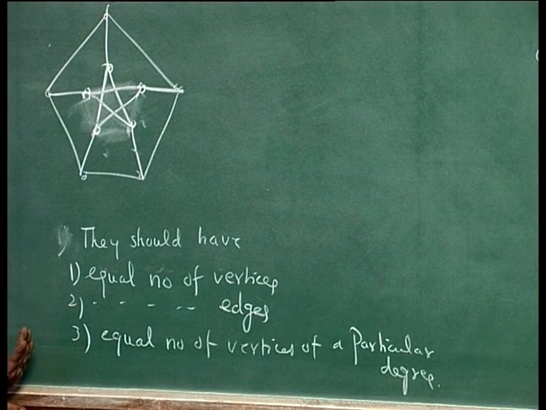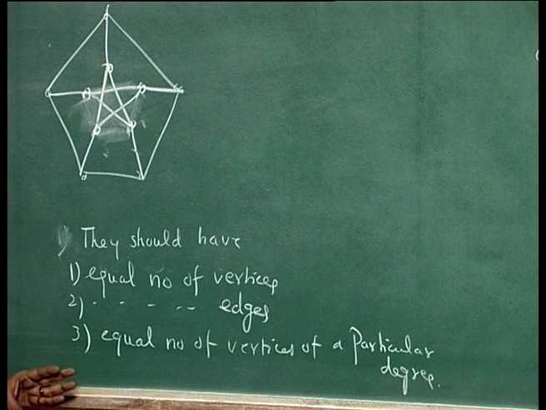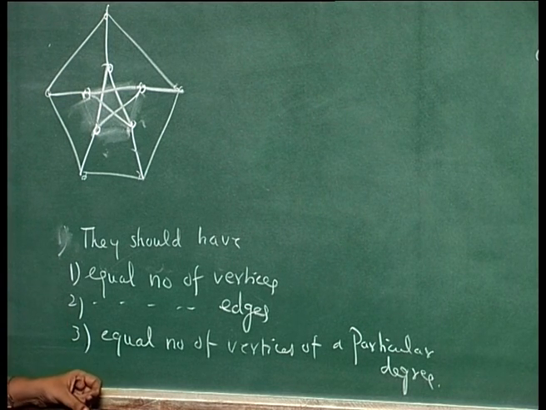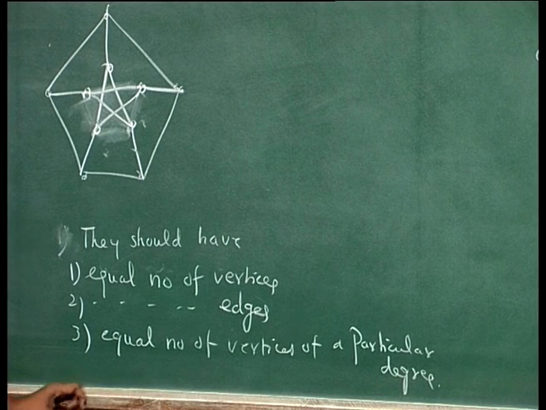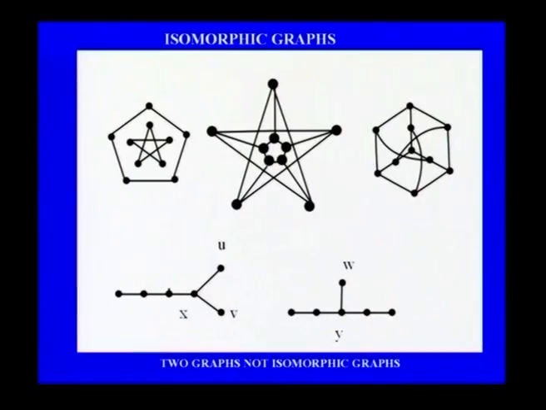But these three conditions may be satisfied, but still the graphs may not be isomorphic. Let us consider an example. Look at these two graphs, this and this. How many vertices this has? This has got 6 vertices. This also has 6 vertices. And how many edges it has got? 1, 2, 3, 4, 5 edges this has got. This also has got 5 edges.